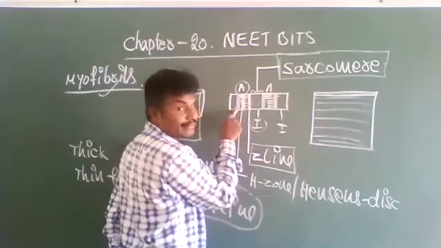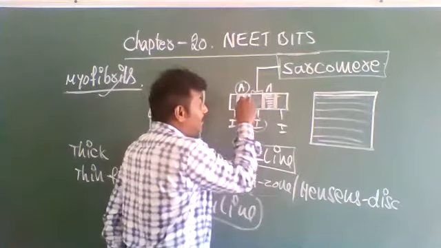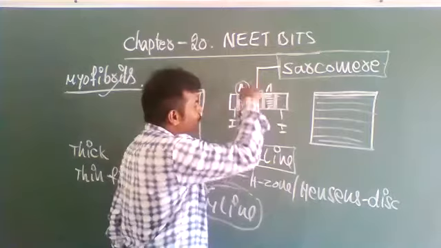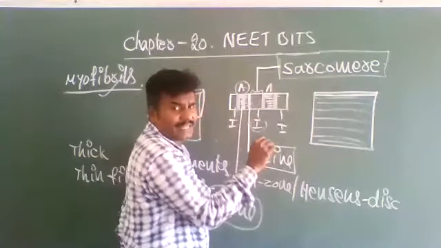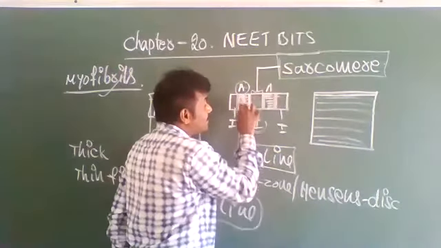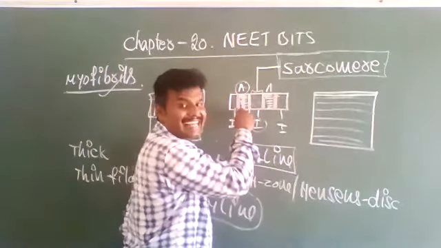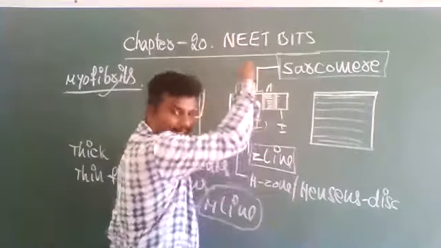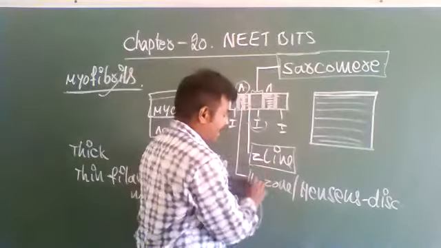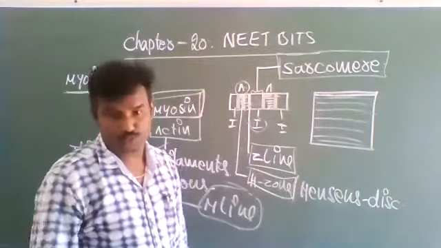This side Z line. In the middle, what is there? H is there. So the M-line passes in between the Z lines. In the center of the A band, there is a lighter area, between the Z lines. Through that, what was there? H. The answer is H zone.